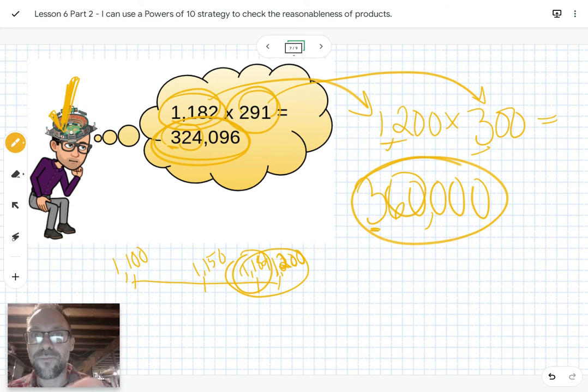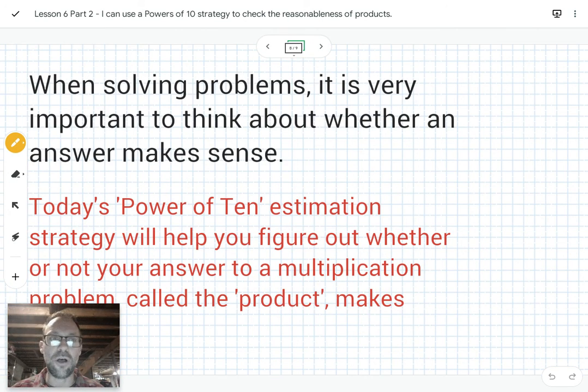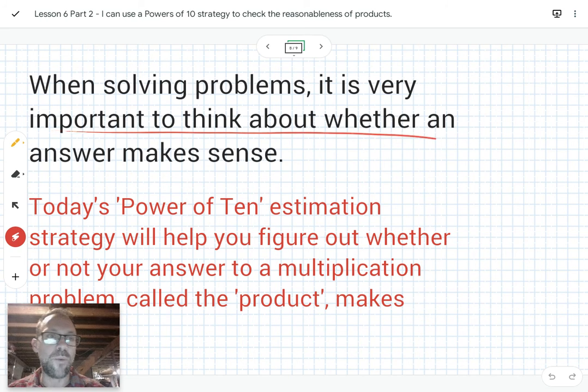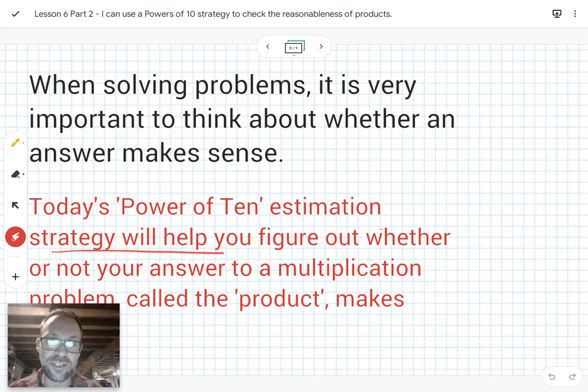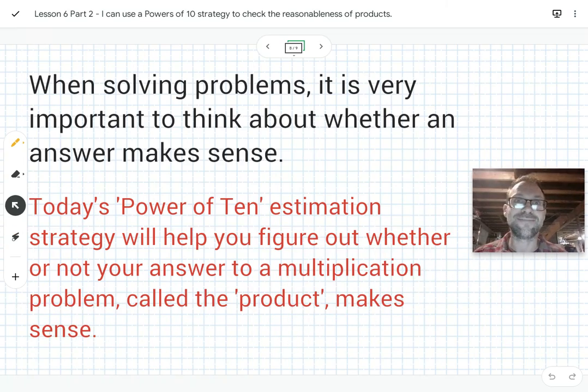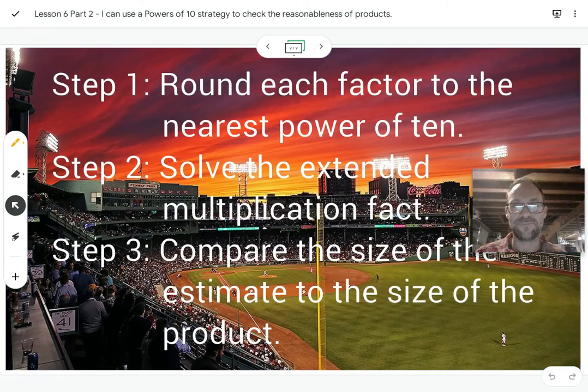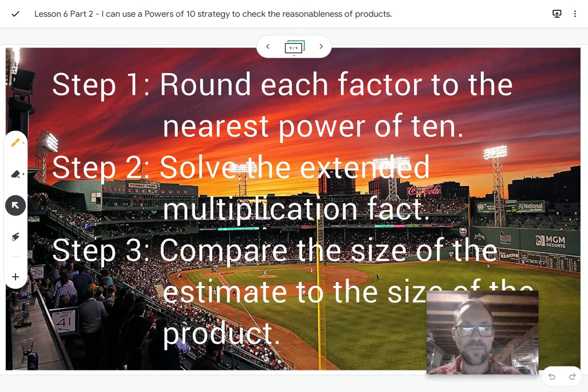So when solving problems, it is very important to think about whether an answer makes sense. Today's Power of 10 estimation strategy will help you figure out whether or not your answer to a multiplication problem, called the product, makes sense. And to review, where can I put this? Right here.